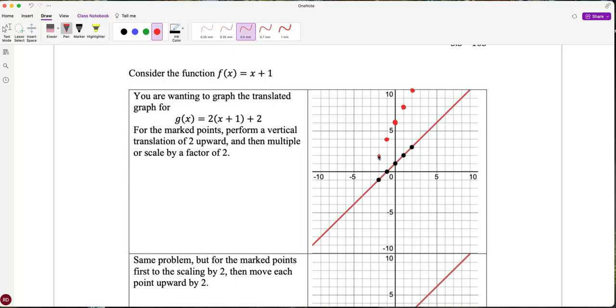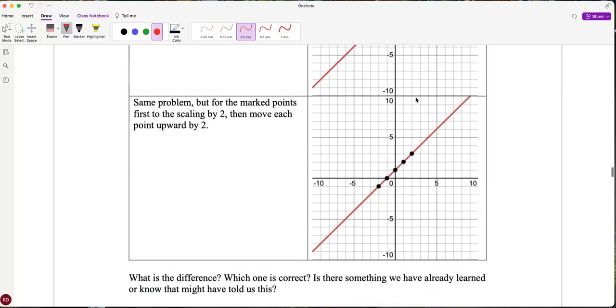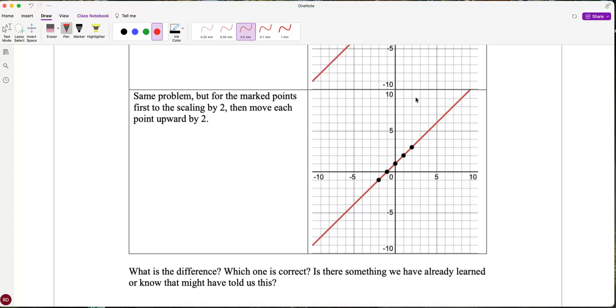Okay, so I get this particular line. But if I do it the other order, if I do the scaling first, I'm at 1, double it, I get 2, up 2, I'm at 4. Sitting at 2, double it, you're at 4, go up 2, you're at 6. Sitting at 3, double it, you're at 6, go up 2, you're at 8. 0, double it, you're at 0, go up 2. Negative 1, double it, you're at negative 2, go up 2, you're at 0. So I get different lines based on which one that I do, okay?